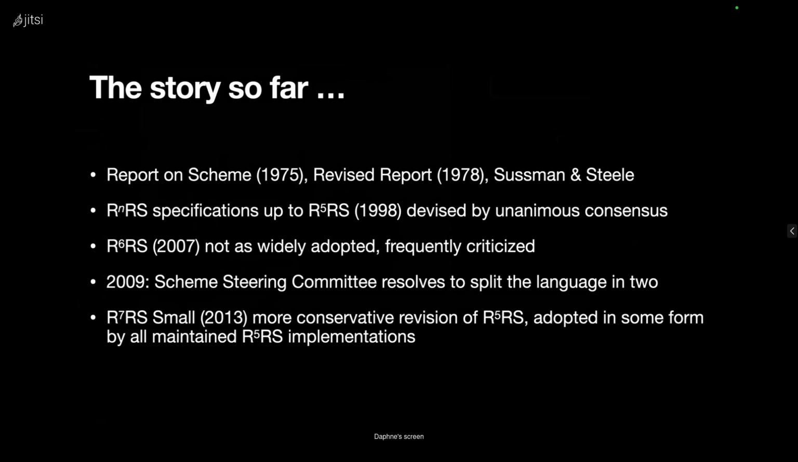So in 2009, the Scheme Steering Committee resolved to split the language into two parts for the next version. R7RS Small was completed in 2013. It's intended for education, research, and embedded use, mainly. And it takes as a basis a significantly more conservative revision of the R5RS than R6RS was. And it has been very successful in the sense that it's been adopted in some form by all currently maintained implementations of R5RS.